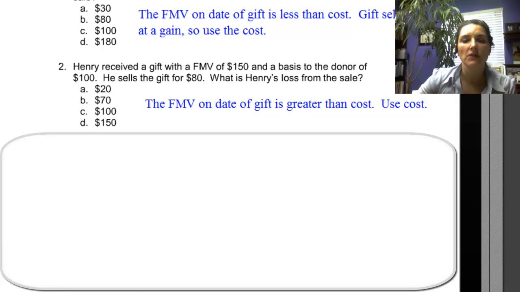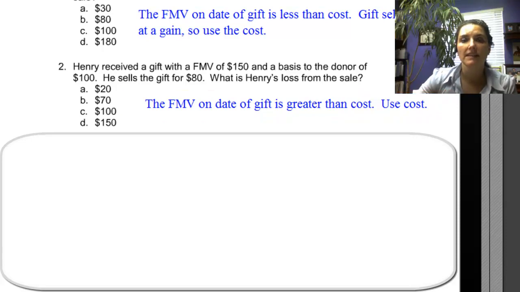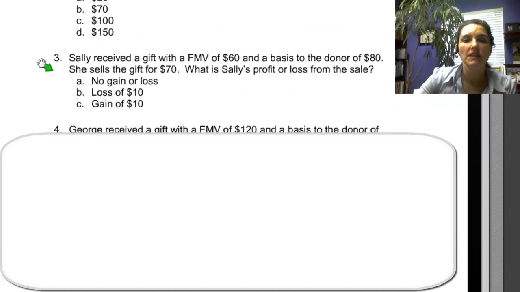Well, in this situation, we have a fair market value on the date of the gift that is greater than the cost. So we're going to use the cost, whether we sell at a gain or a loss. In this case, it sells at a loss, so we're still going to go with the cost. And if he sells the gift for $80 and his cost is $100, we're going to have a loss from the sale of $20.